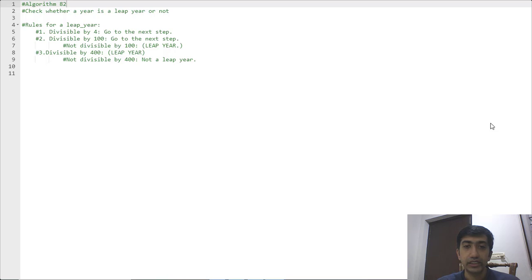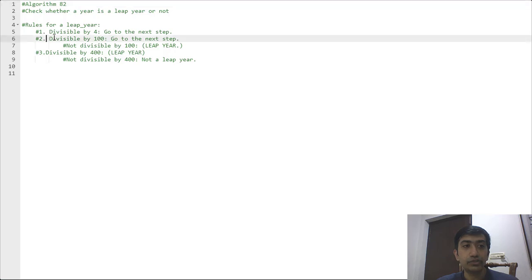In this task we would want to check whether a given year is a leap year or not. So first we would need to understand some rules to determine if a year is a leap year or not. In the first step we would see whether a given year is divisible by 4. If it is not divisible by 4, then it is not a leap year. However, if it is divisible by 4, we go to the next step.